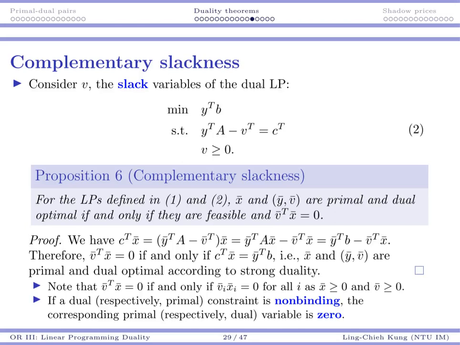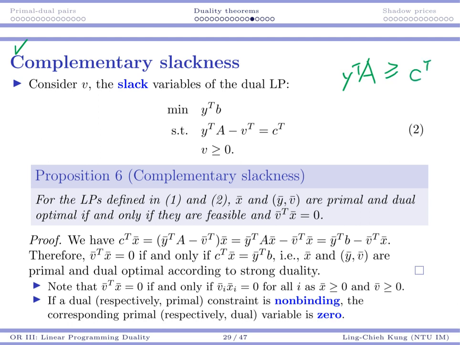Okay, so the last condition or the last theorem that we're going to talk about is called complementary slackness. This is a very interesting property, I would say. So let's take a look. We know we have the primal and the dual linear programs. In the previous examples, your dual constraints is Y transpose A should be greater than or equal to C transpose.